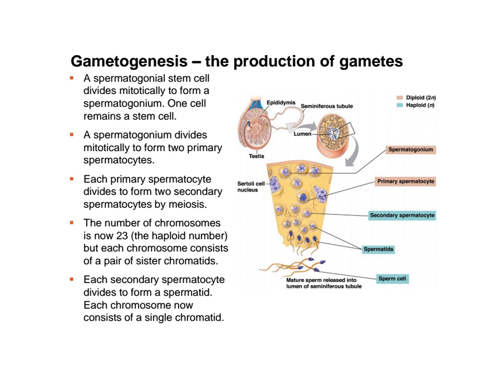So in the next step, each secondary spermatocyte divides to form a spermatid. And so now each spermatid has chromosomes that just consist of a single chromatid. And so we now have the correct amount of DNA. So it's haploid, and there's just a single chromosome. So 23 individual chromosomes. There's no pairing or anything like that.